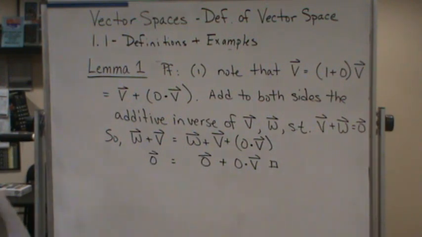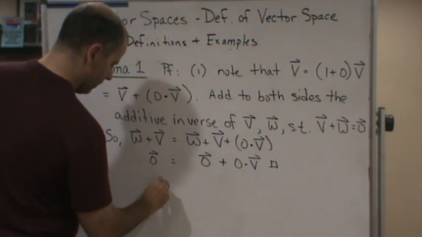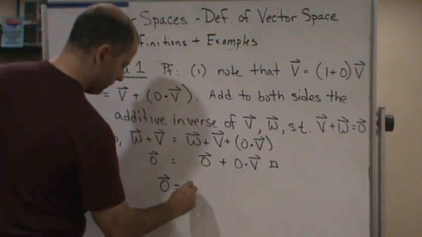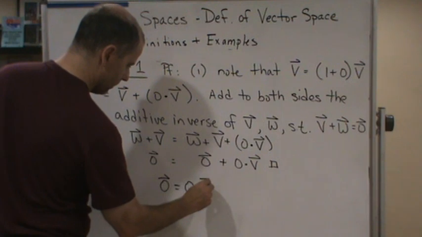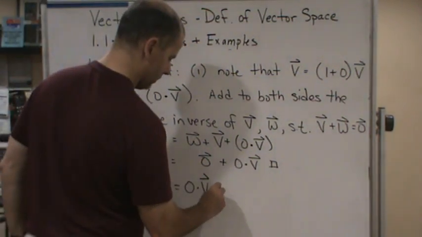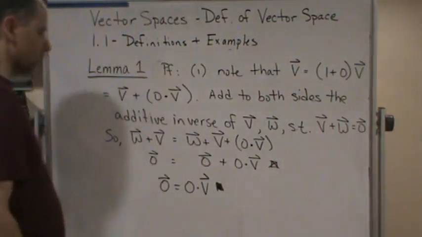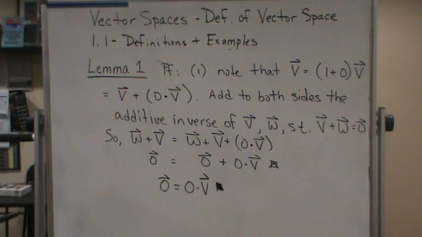And so all we do is we end up with the 0 vector, which is what we set out to prove. And we're done. That's it for part one.